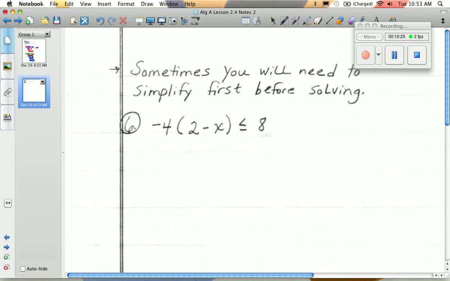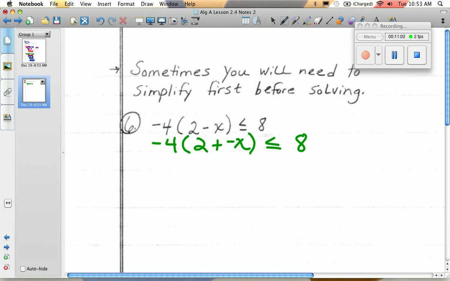So sometimes you will need to simplify before solving. In other words, we know that we can simplify sometimes by using the distributive property. We can combine like terms, whatever we need to do to simplify it before we start doing the same thing to both sides. So Isaac, what do you want to do here? Oh, I was just going to say multiply the 4 by the 2 and the 4 by the x. Yeah, but before I do that, I might want to change this subtraction to adding the opposite so that I'm going to be more successful.